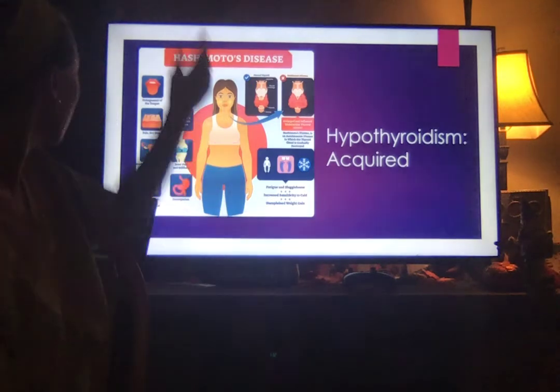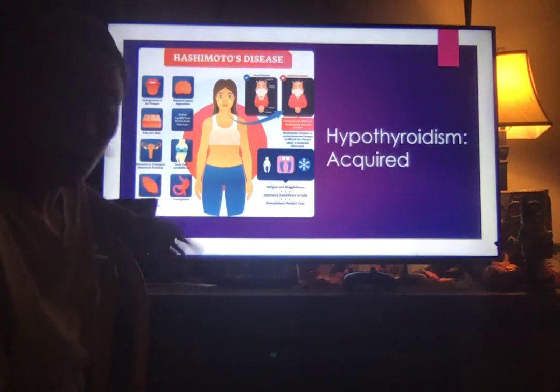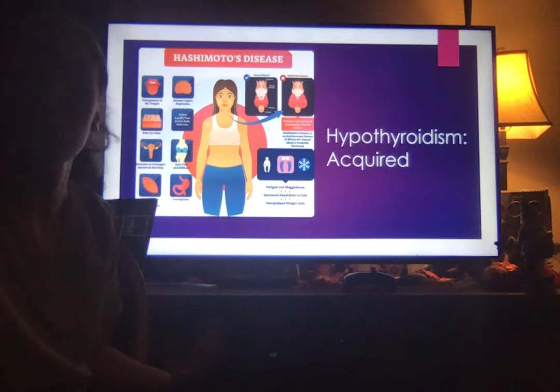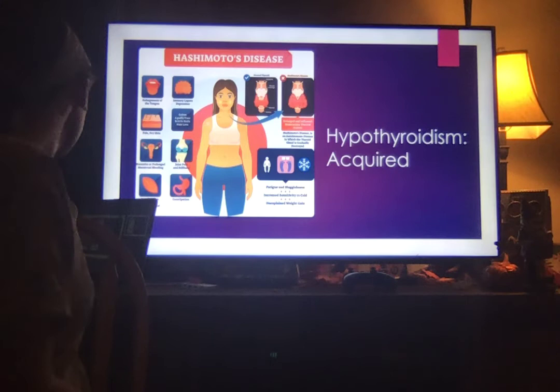So other conditions that might develop, it might be something due to radiation, iodine exposure, lithium exposure, the removal of your thyroid gland. It also could be from either your hypothalamus or your pituitary gland having issues secreting their TSH or TRH, and that could lead to hypothyroidism.